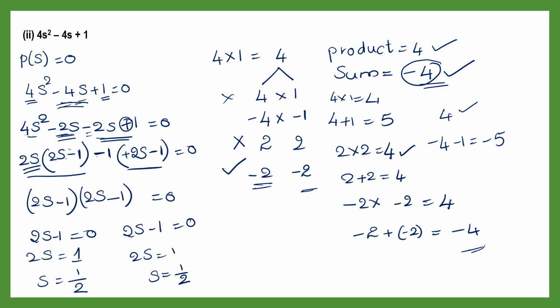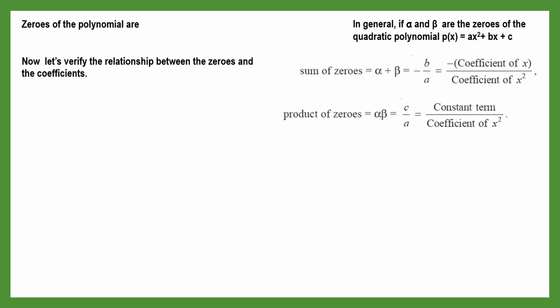So we found the zeros of the polynomial. You got 1 by 2 comma 1 by 2 as zeros of the polynomial. So zeros of the polynomial are alpha is equal to 1 by 2, beta is equal to 1 by 2. Now we should verify the relationship between zeros and coefficients. So the question, p of s is equal to 4s square minus 4s plus 1.